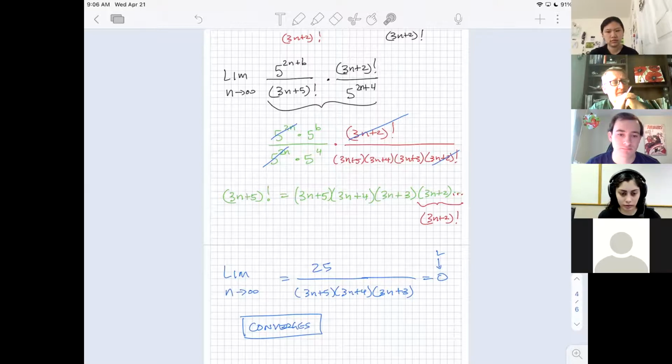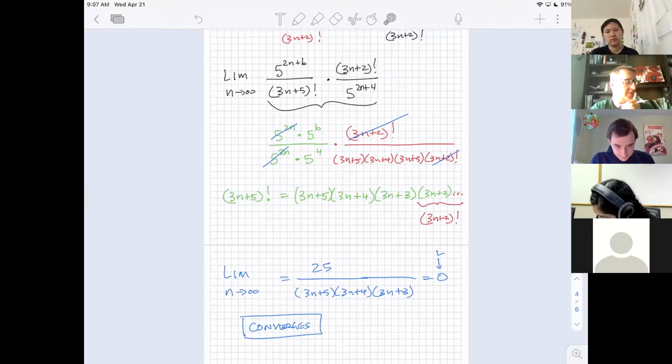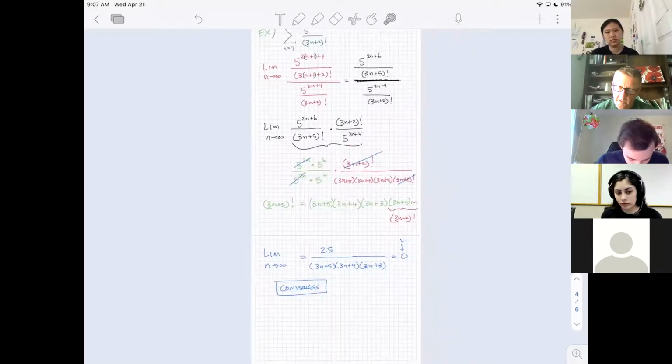So again, not only does this converge, it actually converges pretty darn fast, because notice there's a lot of n's down there. Notice that's actually 3n cubed, actually 27n cubed down there if we were to multiply it out, because the constants don't make a whole lot of difference. So it's like 25 over 27n cubed. That's on its way to 0 in a hurry. It's not just on its way to 0, it's on its way to 0 in a hurry.